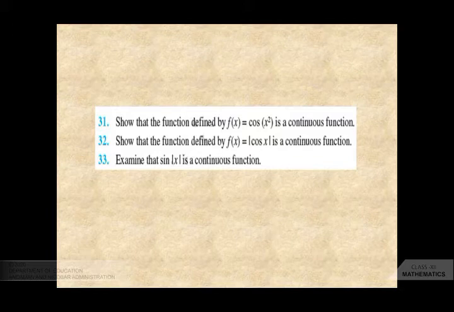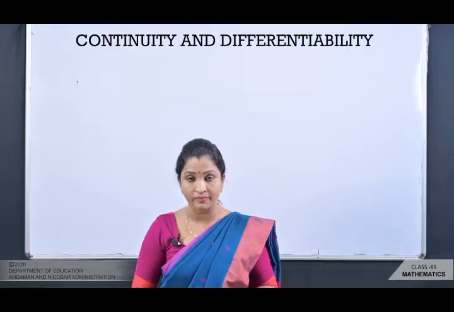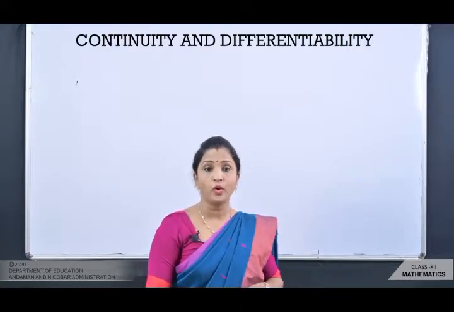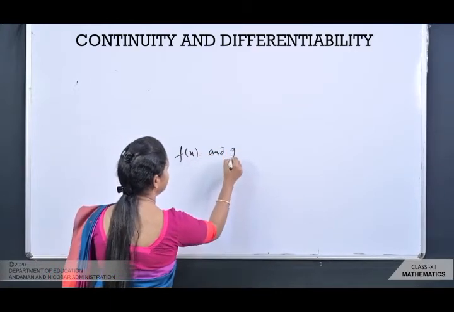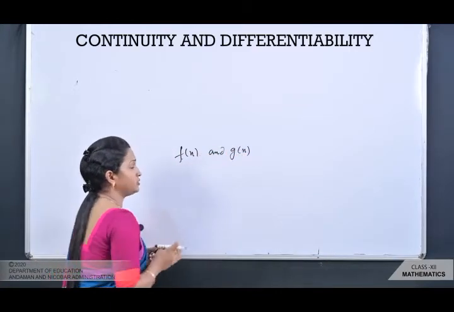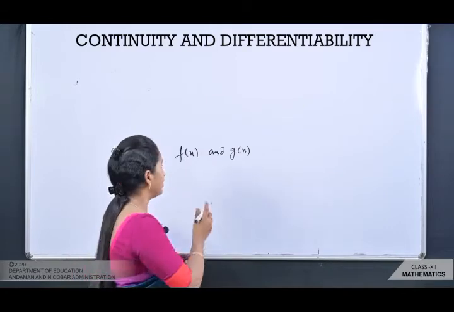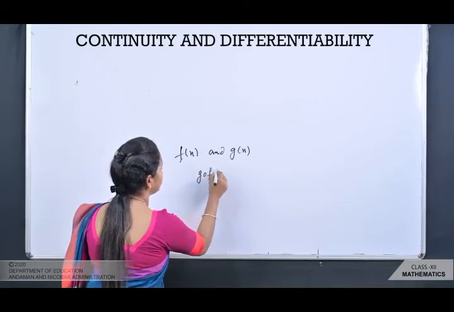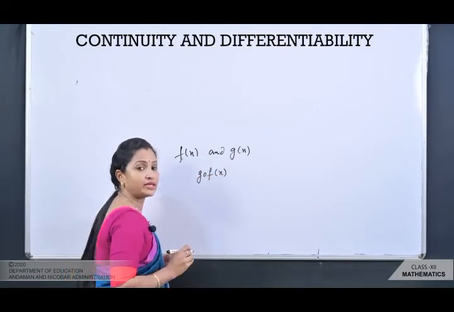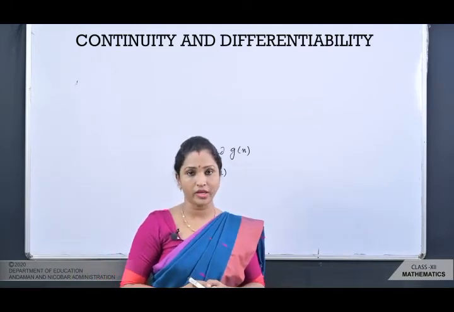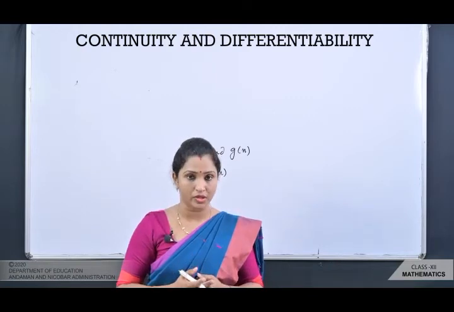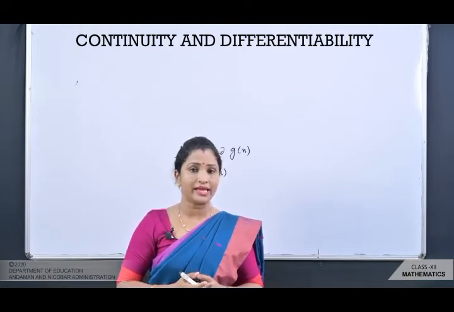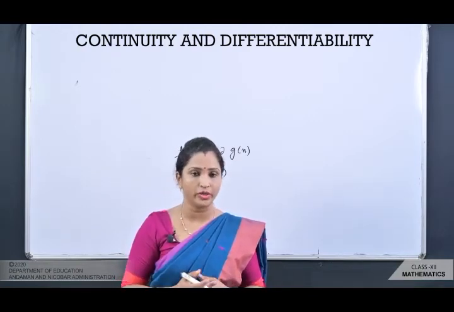Now before explaining these 3 questions, I want to tell you one thing, that there is a very important result. If you have 2 functions f(x) and g(x), and these 2 functions are continuous, then you can say that the composition of these 2 functions, that means g of f of x, is also continuous. So this is a very important result. You can use this result to solve these 3 questions. So the 31st question I'll explain how to do it. The rest 2 questions you can do by yourself.